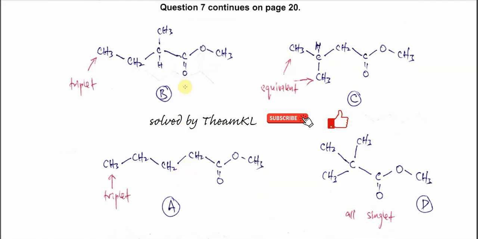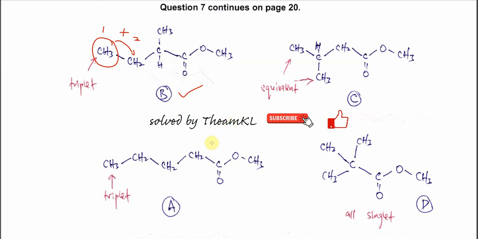Let's start from B. This one will form a triplet. Why? Because it will couple with the two protons here. So 1 plus 2, it forms a triplet in the proton NMR. Of course, this one will form 1, 2, 3, 4, 5, so it will form a quintet, five peaks in this signal. Therefore, yes, B can form the triplet.